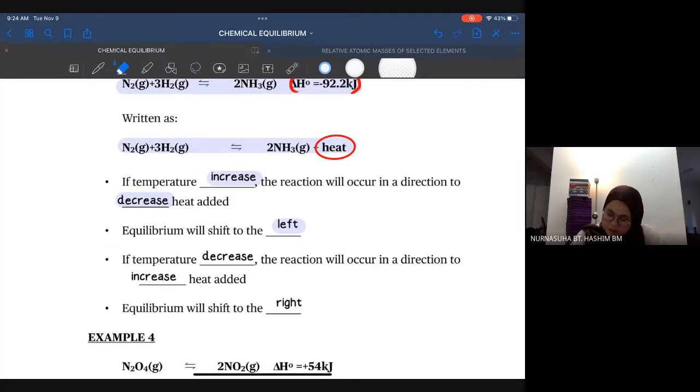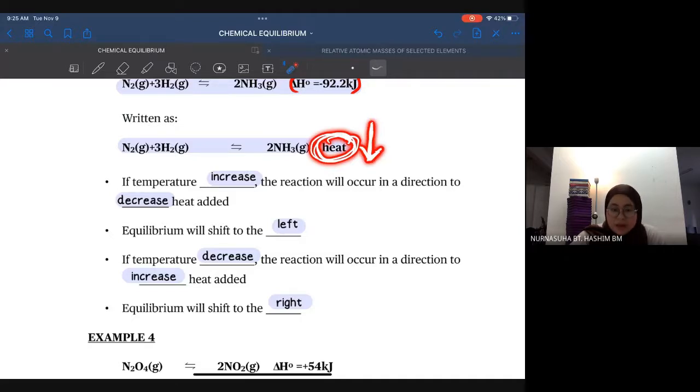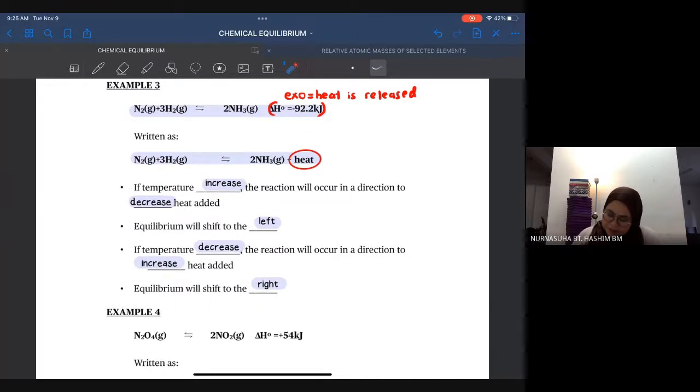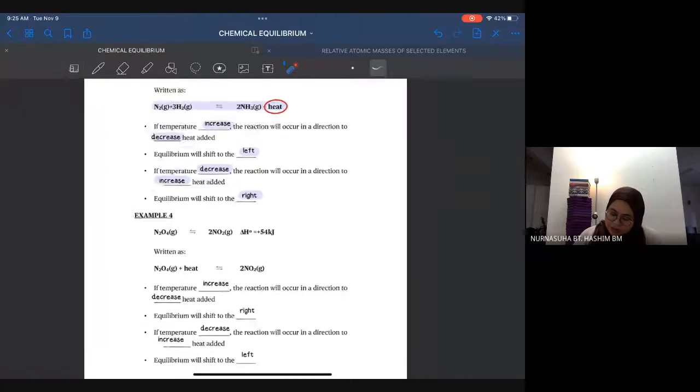Next, if the temperature decrease, okay, the reaction will occur in a direction to increase the heat added. Equilibrium shift to the right. Okay, for this case, heat. Dia kata, if the temperature decrease, maksudnya heat akan makin berkurang. Kalau heat berkurang, tak stable lah kan, tak equilibrium lah. The system is not equilibrium. So nak equilibrium semula, kita kena tambah heat. Macam mana kita nak tambah heat? So kita akan shift equilibrium to the right. Okay, kenapa to the right? Sebab these two will react together, so dia akan release heat. So makin banyaklah heat yang terhasil. Okay, so that's for example 3.